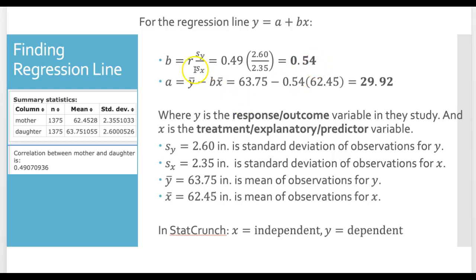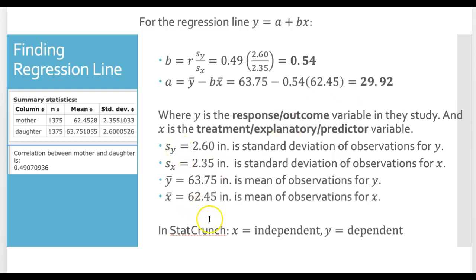And if I were to calculate the y-intercept portion of it, well, this is the average height of daughter minus the product of whatever we got for the slope and the average height of mother. Okay, so what we get here is this quantity here, 29.92. So this is the exact same results. Of course, we rounded off some decimals here, but these are the exact same results that StatCrunch was calculating for us.